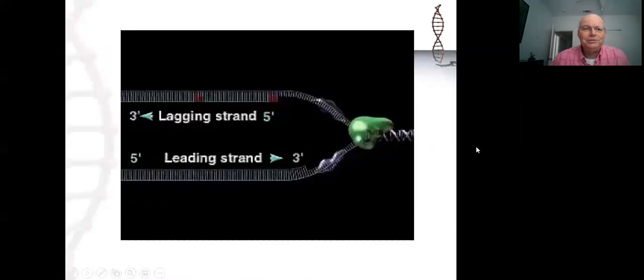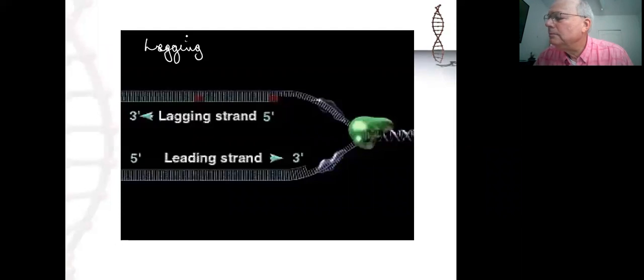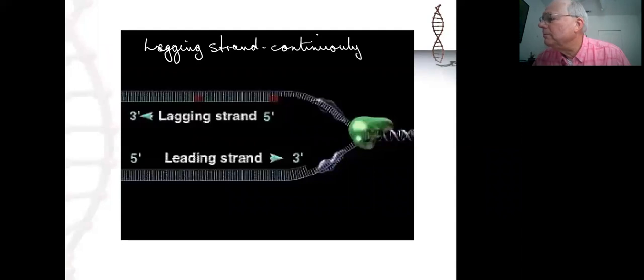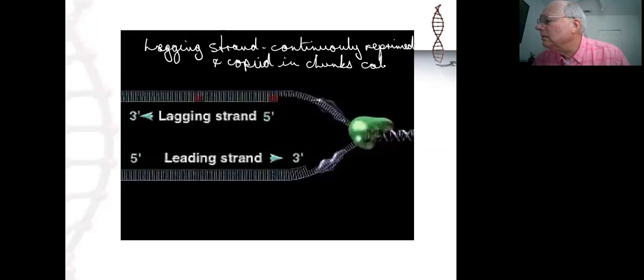The other strand is called the lagging strand. So the lagging strand is continuously reprimed and copied in chunks called Okazaki fragments.